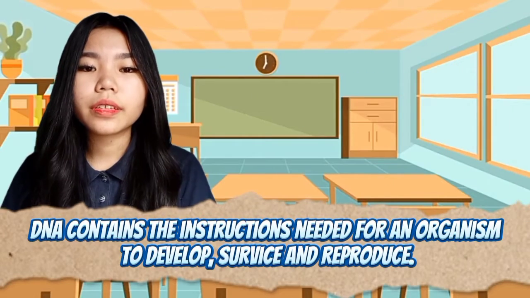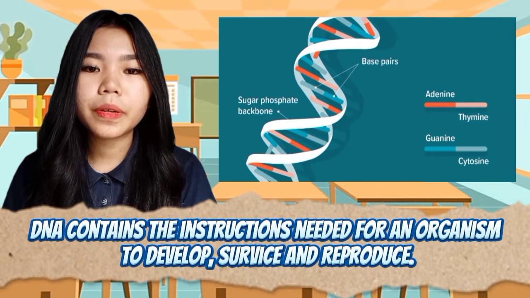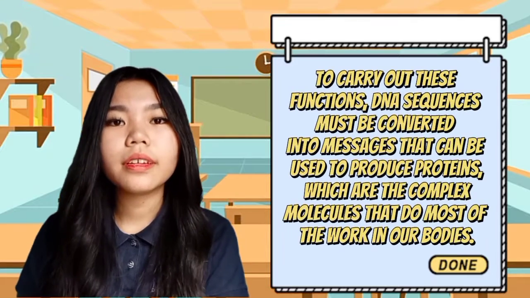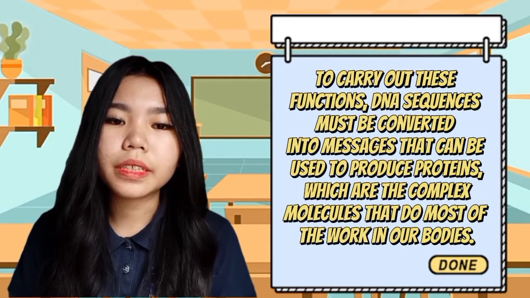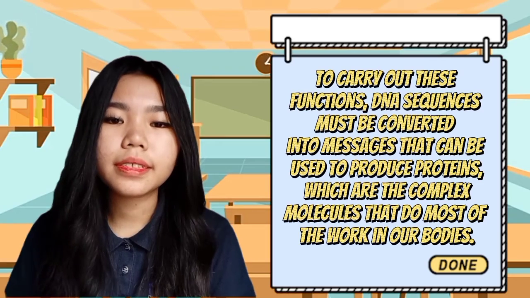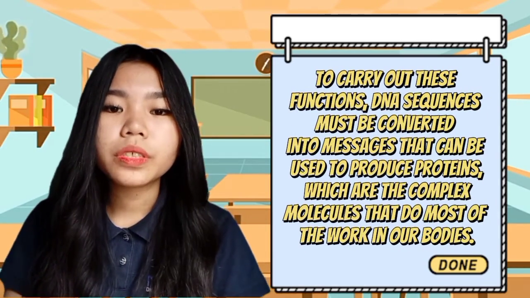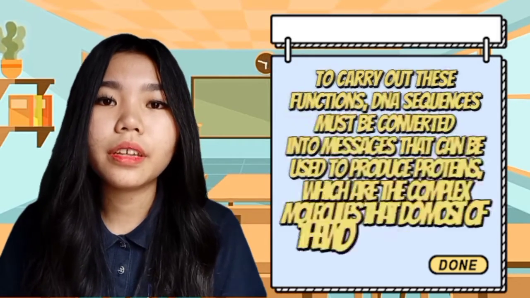The DNA contains the instructions needed for an organism to develop, survive, and reproduce. And to carry out these functions, DNA sequences must be converted into messages that can be used to produce proteins, which are the complex molecules that do most of the work in our body.